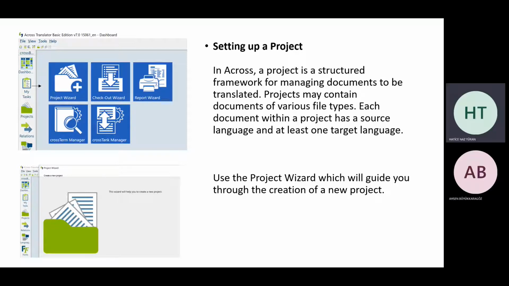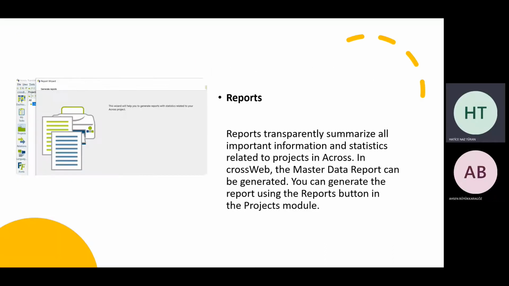And let's look at how to set up a project. In Across, a project is a structured framework for managing documents to be translated. Projects may contain documents of various file types. Each document within a project has a source language and at least one target language. Use the project wizard, which will guide you through the creation of new projects.